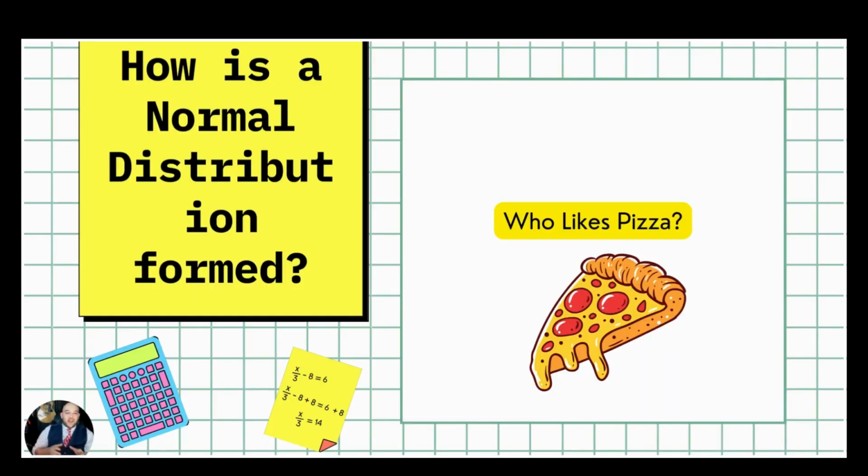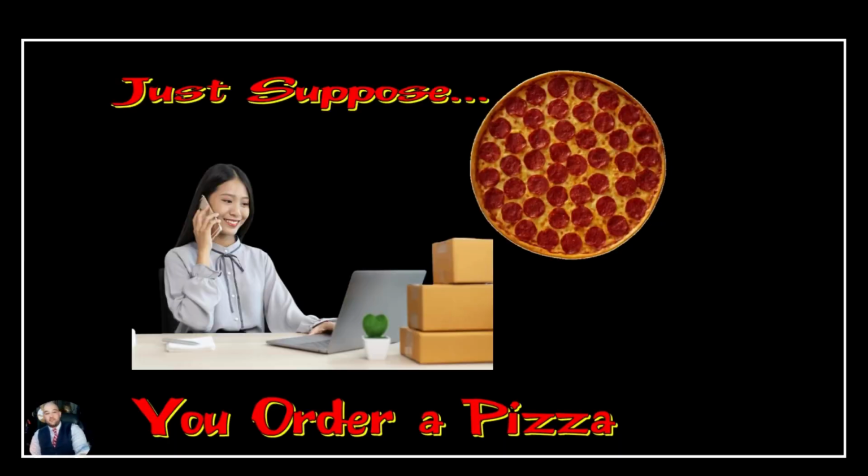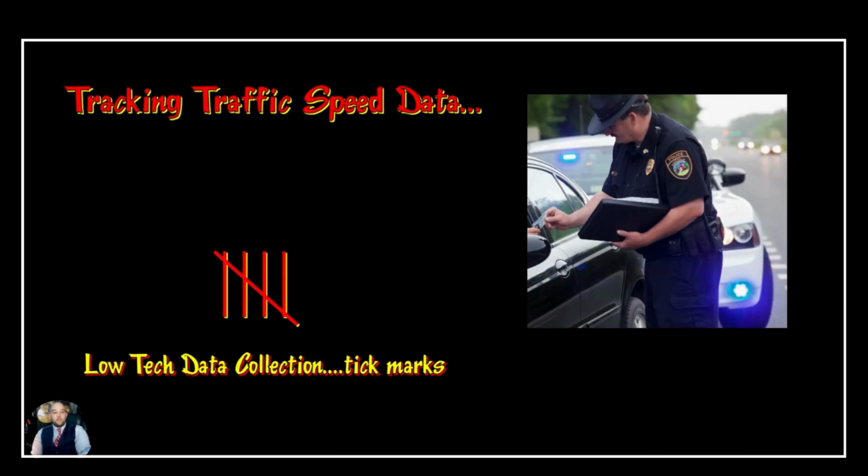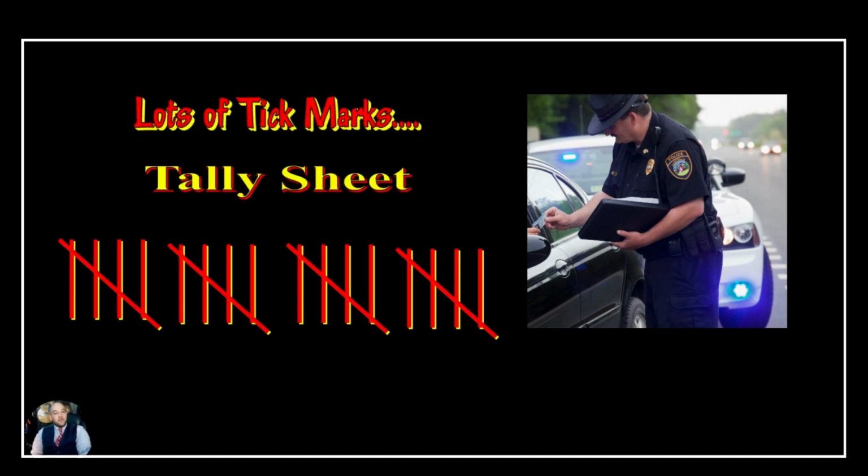I get asked this, how is a normal distribution formed? Well, let's say you order a pizza, right? That delivery driver's pulled over, he's cruising, right? You have the police officer who collects a reference of data throughout his shift, right? He uses tick marks, nothing fancy, right? But these tick marks represent the speeds that he clocked people at.